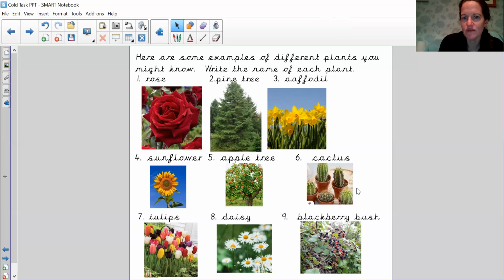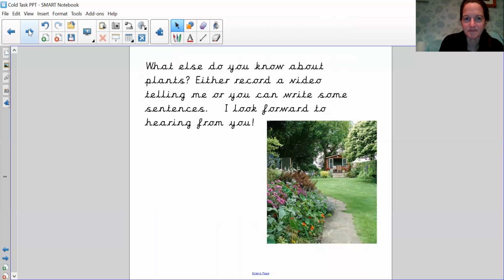Number 6, we've got a cactus. Number 7, we've got tulips. Again, these are another flower that comes out in the springtime. Number 8, we have daisies. I'm sure you've seen lots of daisies on your walks through the fields or through the parks. And number 9, we have a blackberry bush. Again, these come out in the late summer, early autumn. Lots of us like to pick blackberries.